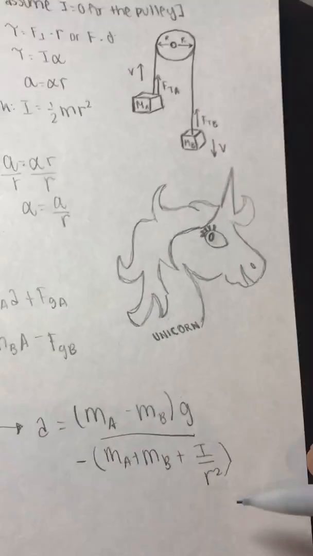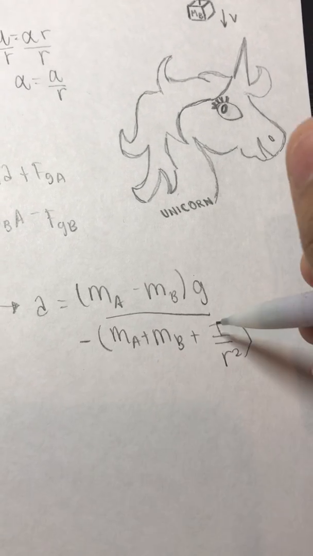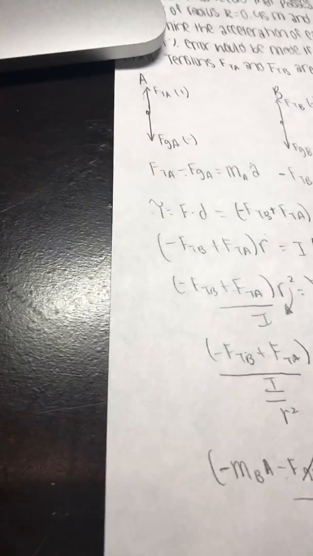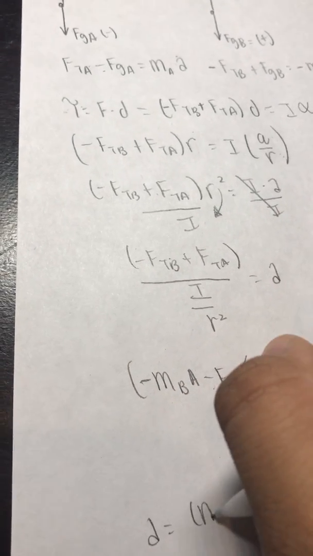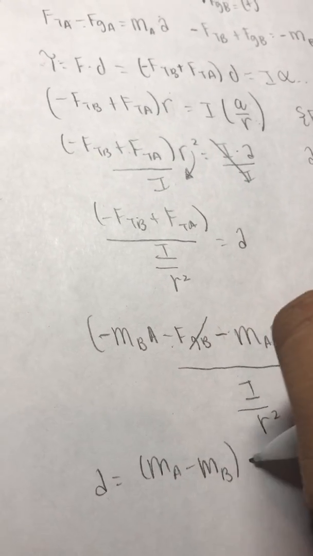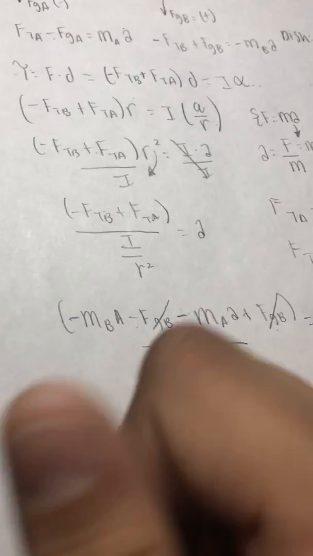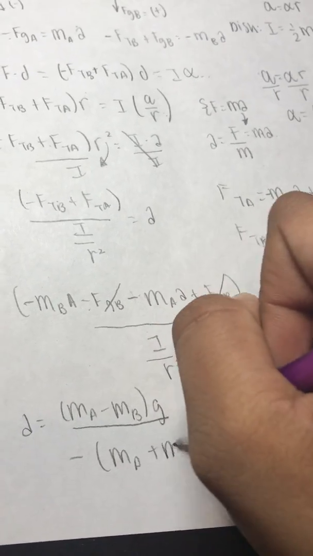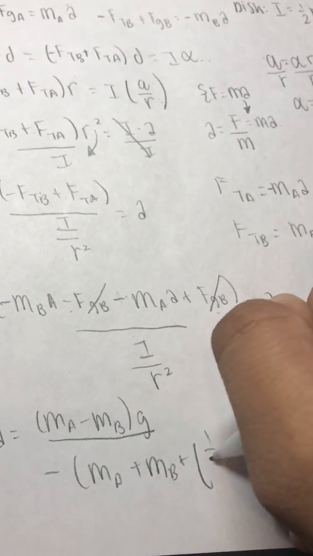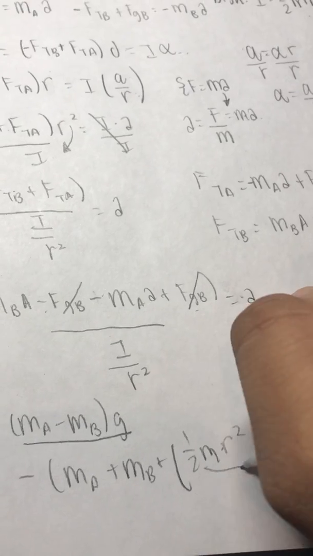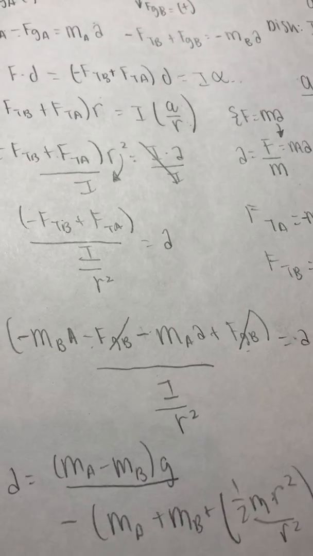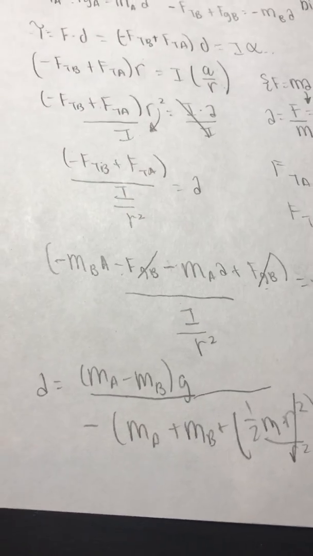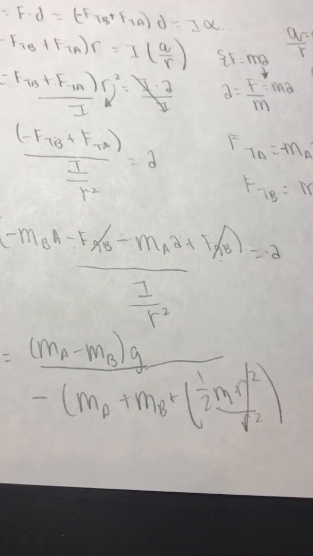So once we have that, we're going to change the moment of inertia using this formula, right? So then we're going to have A is equal to MA minus MB times g over negative MA plus MB plus 1/2 mass times radius squared over radius squared, right? So once we have that, remember that the radiuses cancel, and now we've gotten to a place where we can just substitute everything in, right?